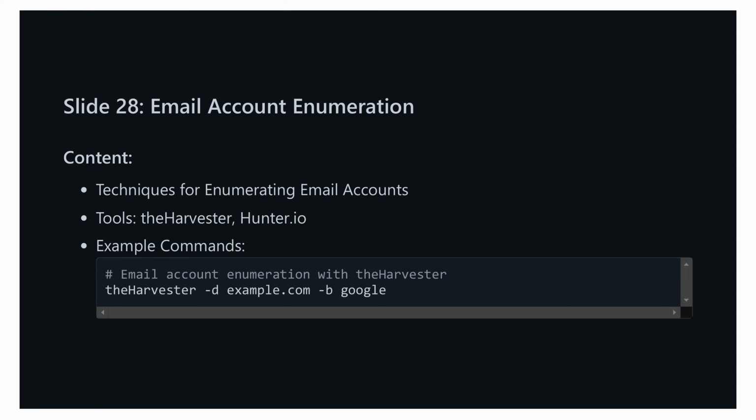Hunter.io, on the other hand, is a web-based tool that can also be used to find email addresses by searching through databases and online resources. Having discussed email enumeration, in the next slide, we will focus on wireless enumeration, where we'll cover the tools and commands used to enumerate wireless networks, effectively assessing another attack surface.